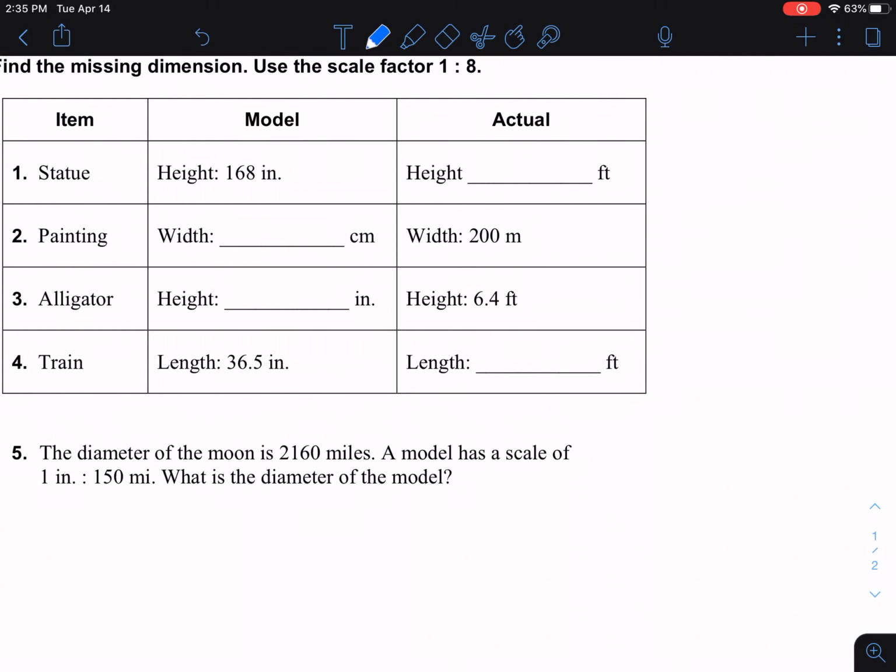Hi guys, I wanted to make a really quick video for you just reviewing scale factor with models. Sorry, you'll hear my dog barking in the background. Right now the scale factor that they've given us is 1 to 8.